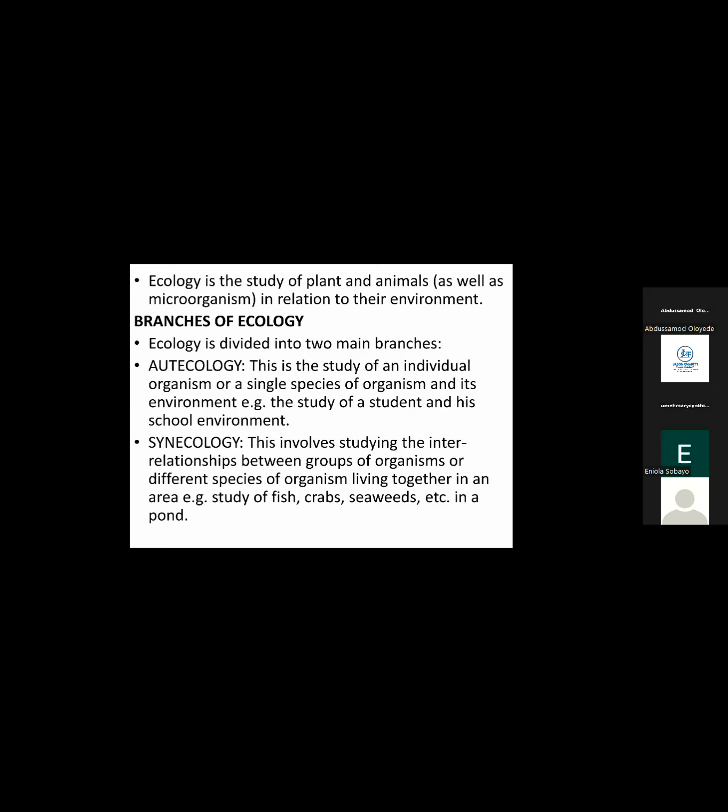So let's get this straight. Autecology deals with the study of a single organism or species in an environment, while synecology deals with the study of different organisms or species in an environment. So in a nutshell, synecology is more complex than autecology. So that is that about the branches of ecology.